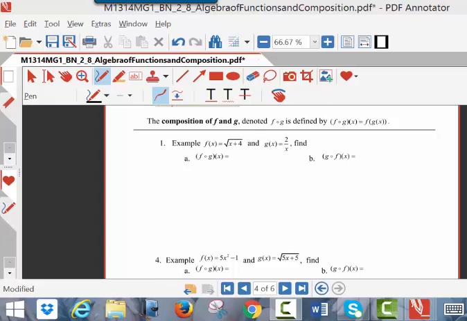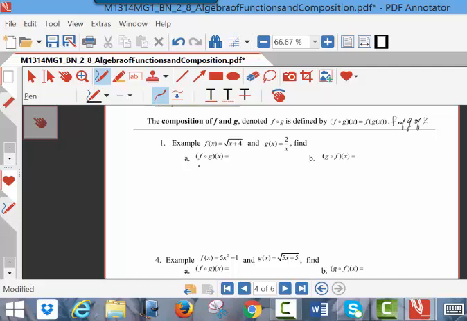It's f of g of x. And the way we say it is, we say f of g of x. That's how we talk about it. That's how it's spoken. And it is an operation. So they give me a first example. Here's f of x, which is a radical, and here's g of x, which is a rational, or a fraction. And they ask me to compute the composition.